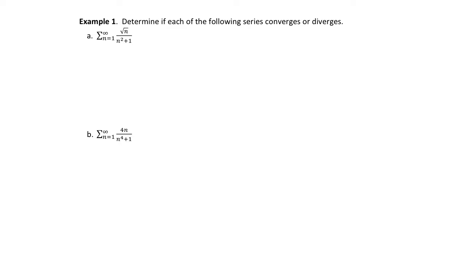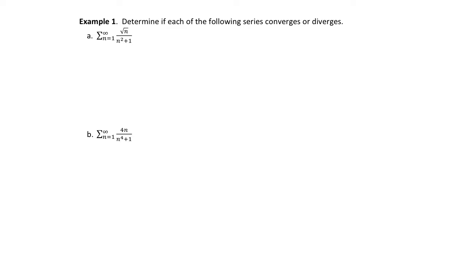I always look to make sure that the terms go to 0. If they don't, the series cannot converge. So in this case, the n squared has a higher power than the square root of n. As n goes to infinity, those terms will go to 0. Okay, so I don't think I want to use that. Well, I can't use that.